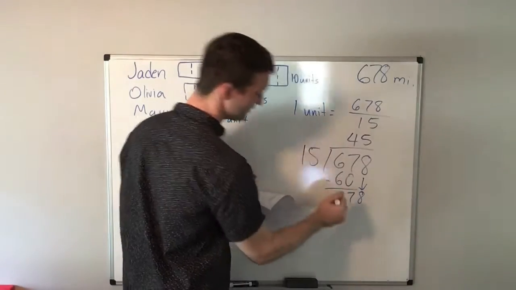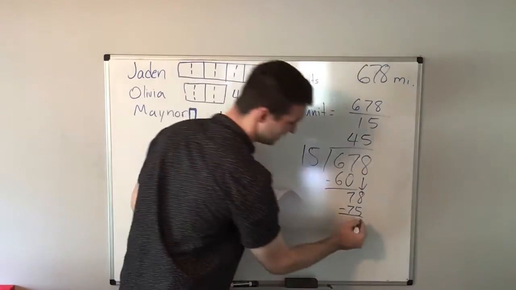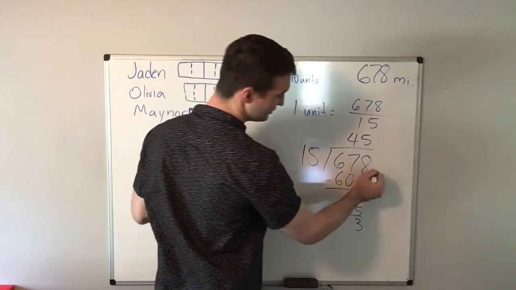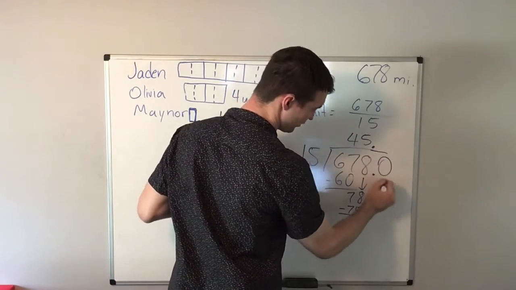So 15 times 5 is 75, and then I'm going to subtract 78 minus 75, and I get 3. So I've got a remainder right now. What I'm going to do for that is put a decimal point right here and right here. I'm going to put a 0 and bring down that 0.